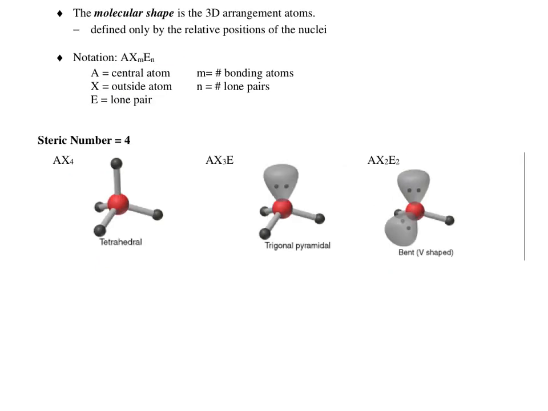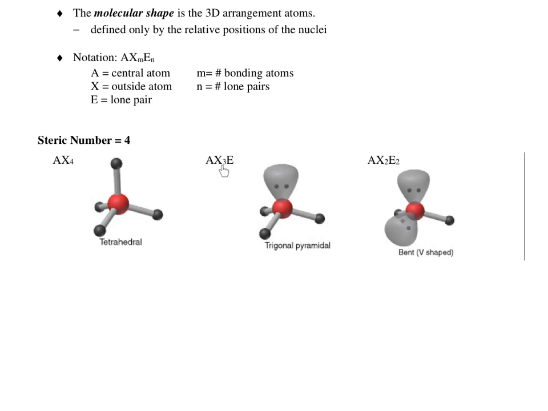There are 3 possibilities for a steric number of 4. Again, we're using a notation where A represents the center atom, X is an outside atom, and E represents a lone pair. AX4 means that each of these charge regions is a bonding region, and each of these dots is going to represent an atom that is bonded to this center atom.